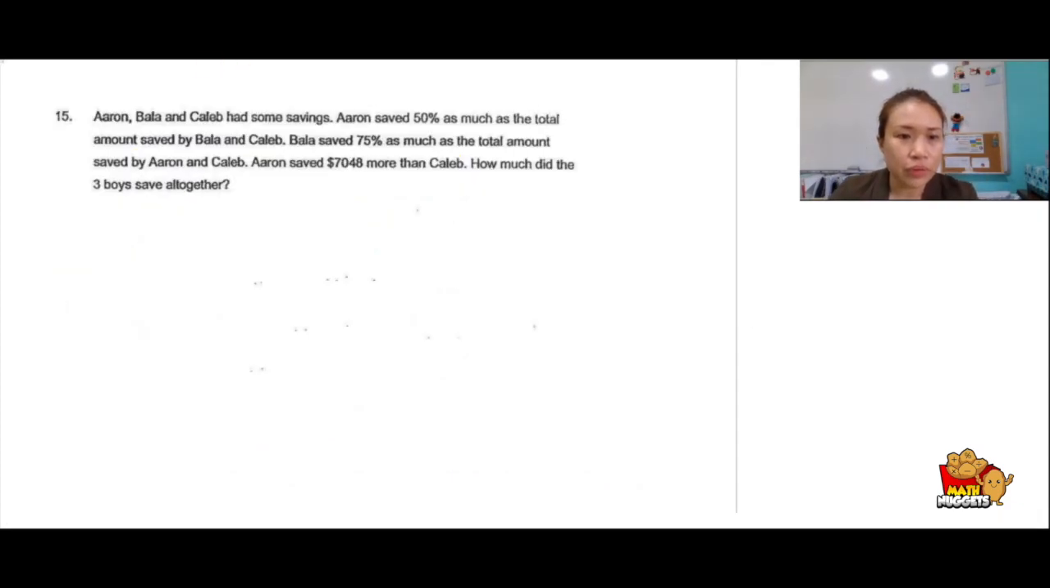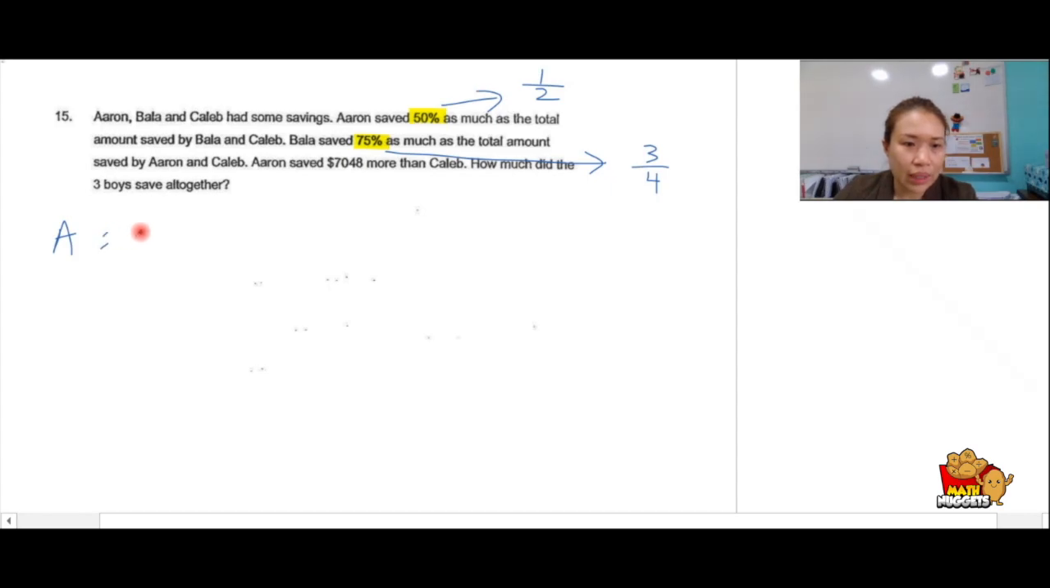Question 15, I'm going to write down the ratio. So for this and this, I'm going to change them into a fraction in simplest form. So 50% would be half, and 75% would be 3/4. Okay, so we have Aaron saved half as much as the total saved by Bala and Caleb. So if I were to write my ratio, that will be 1:2.